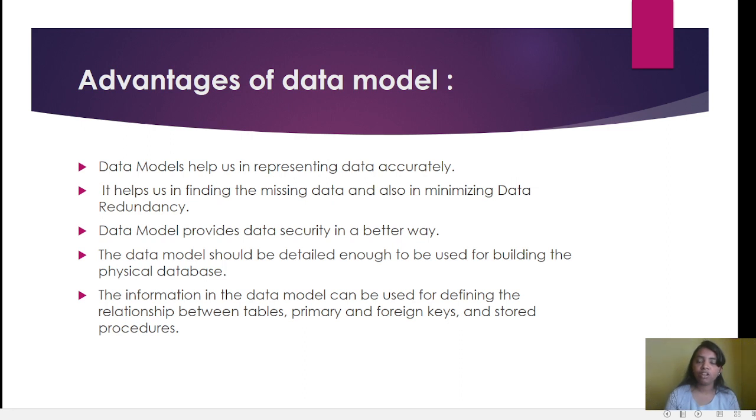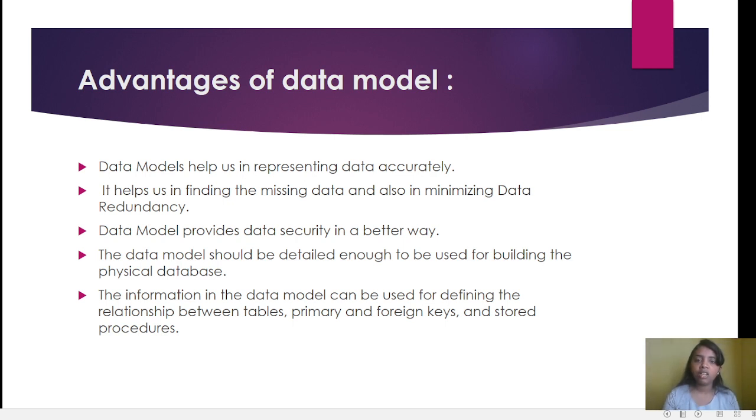Advantages of data model. What are the advantages of a data model? Data models help us in representing data accurately. With the help of the data model, we can represent data in an accurate way. It helps us in finding missing data and also in minimizing data redundancy. A data model provides data security in a better way, where others cannot access data. The data model should be detailed enough to be used for building the physical database.